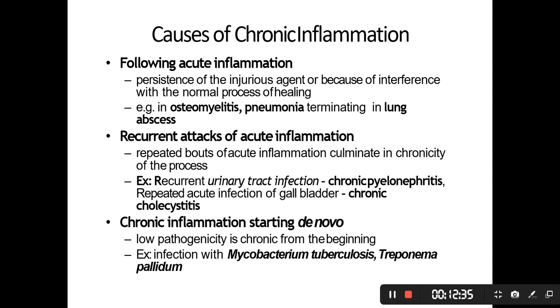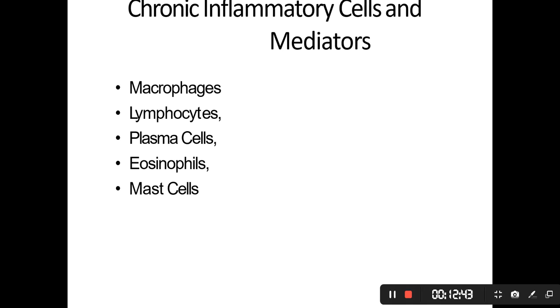These infections come in the category of causing chronic inflammation. Okay, they don't cause an acute phase, they cause chronic inflammation directly. Now, what are the cells of chronic inflammation? Macrophages, lymphocytes, plasma cells. Eosinophils and mast cells come in both acute and chronic, hence they are put here.